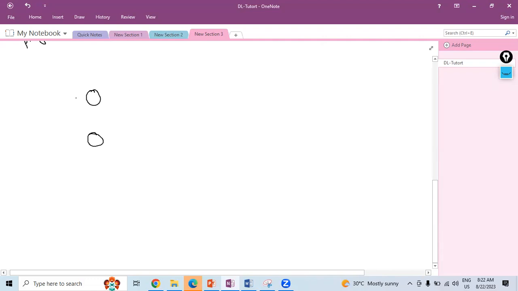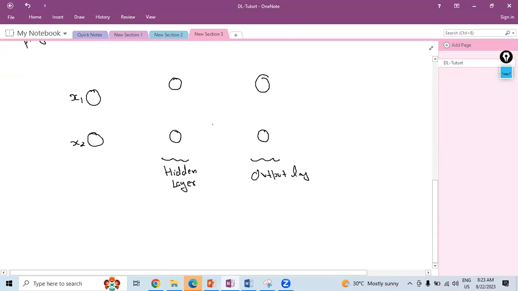This is my input, x1 and x2. I have one hidden layer, and this is my output layer. I'm calling these H1, H2, and the output neurons O1, output 1, and O2.